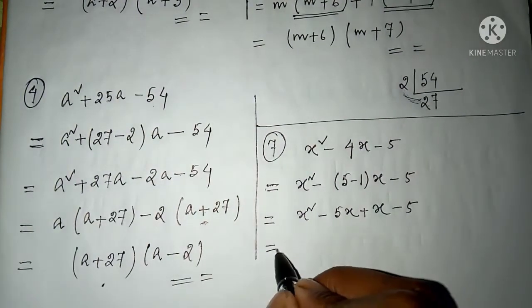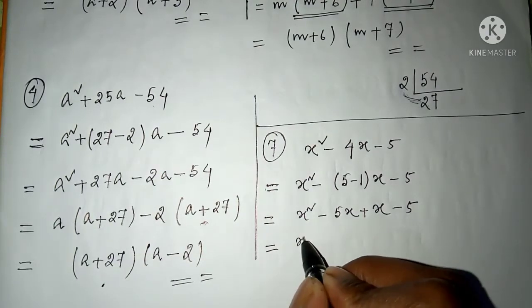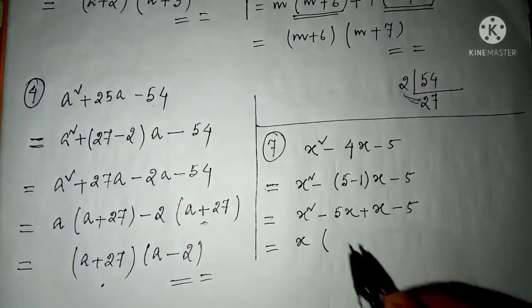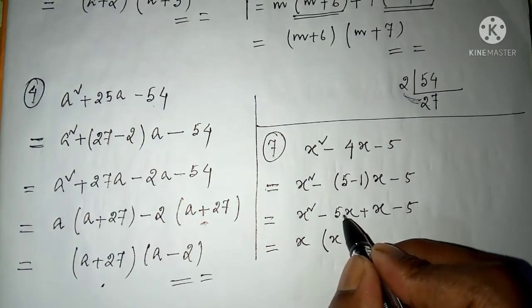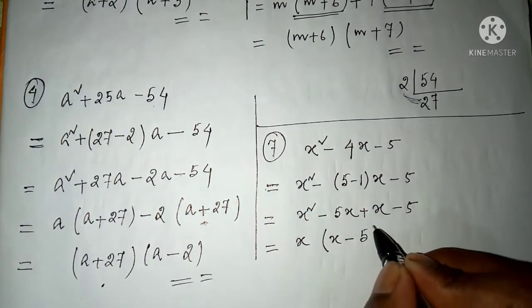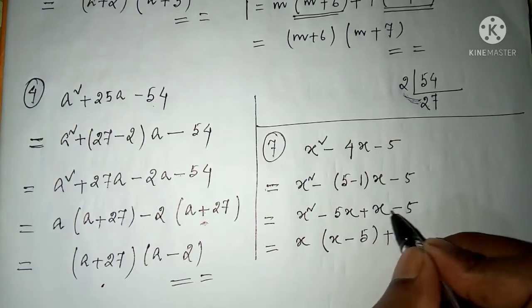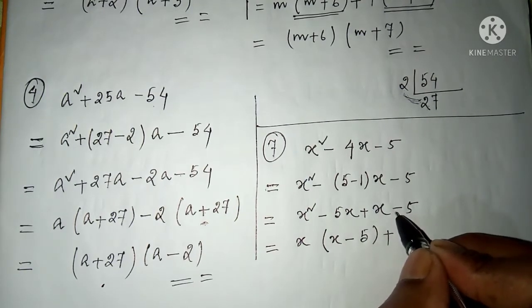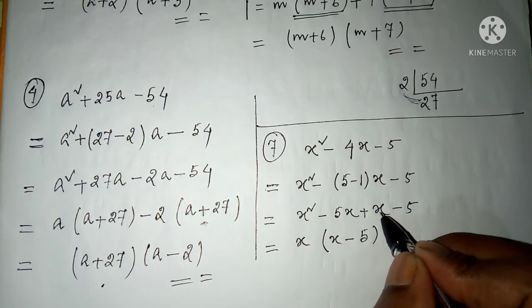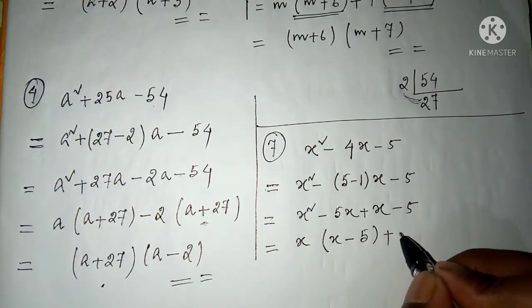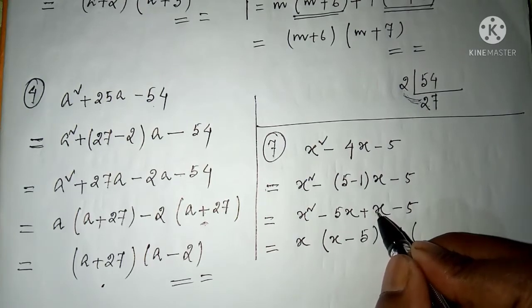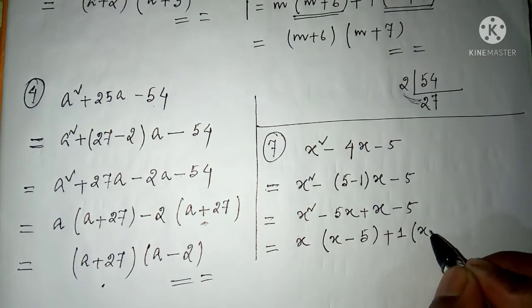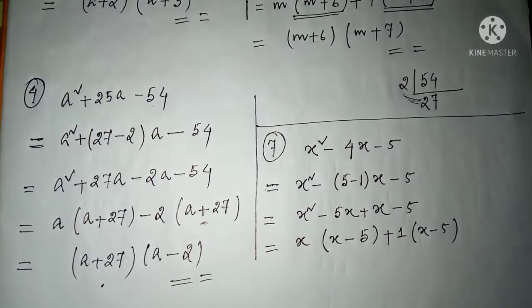Now from these two terms I can take x as common. Then x times 1x will remain here, and minus x is taken out, so 5 will remain here. Now when there is no common factor, then you have to consider 1, because 1 is a factor of all numbers, so you write 1 here. Then from 1 into x, which we have assumed, what will we have here? x minus 5.